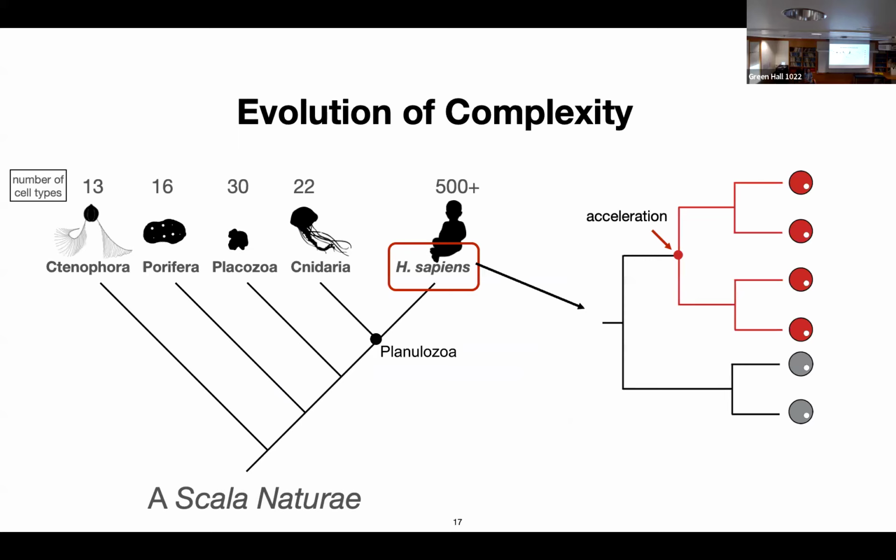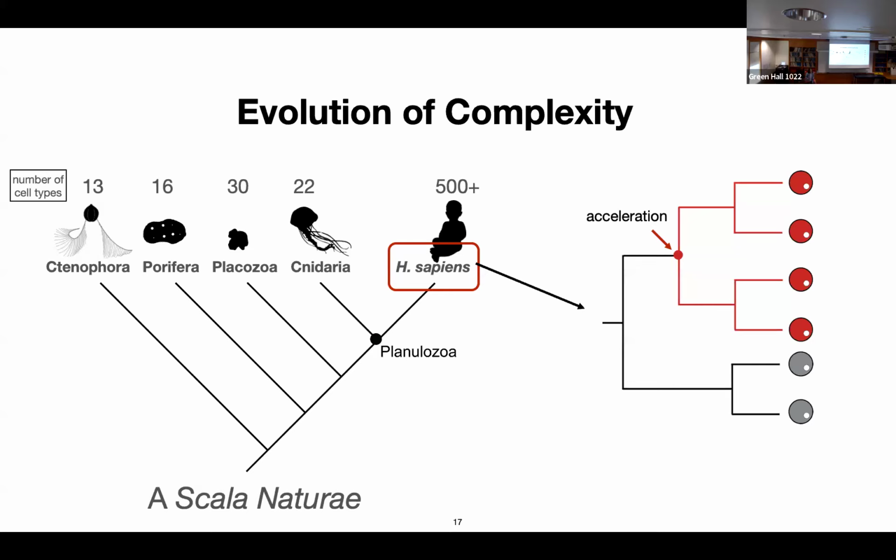So when we think of complexity, we are so used to mapping the number of cell types to the tips of the animal tree. But in my opinion, what this creates is a scala naturae. So let's take the perspective of a cell. Maybe the emergence of a new cell type is equivalent to speciation, the emergence of a new species.